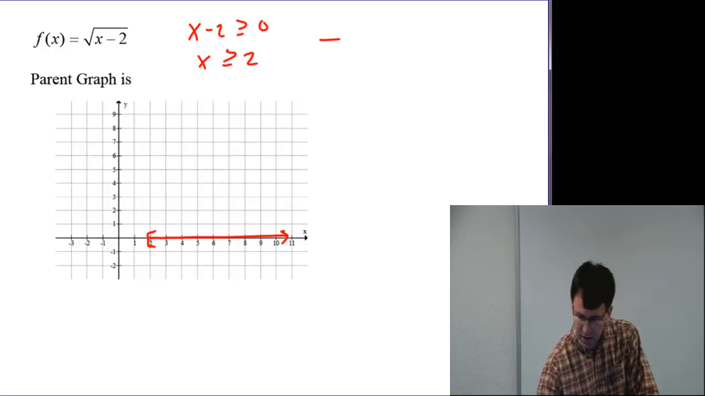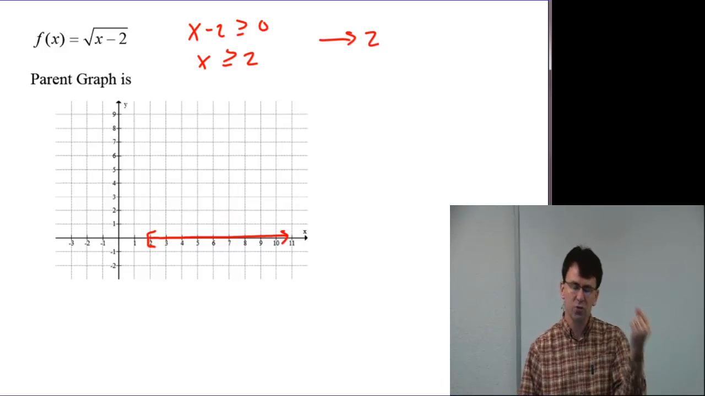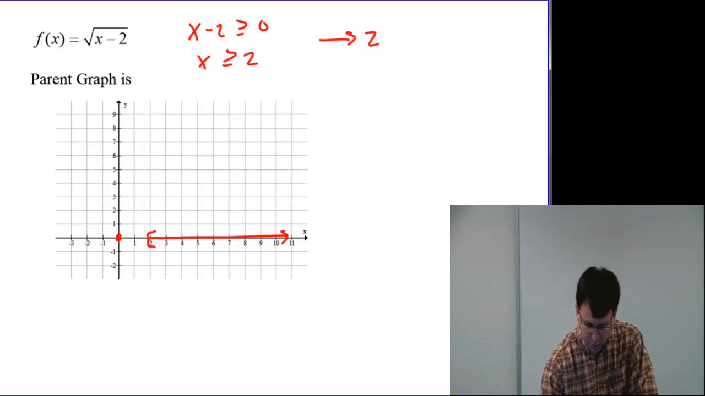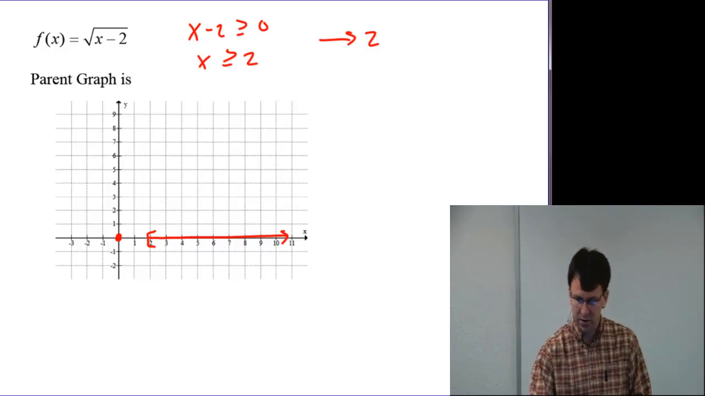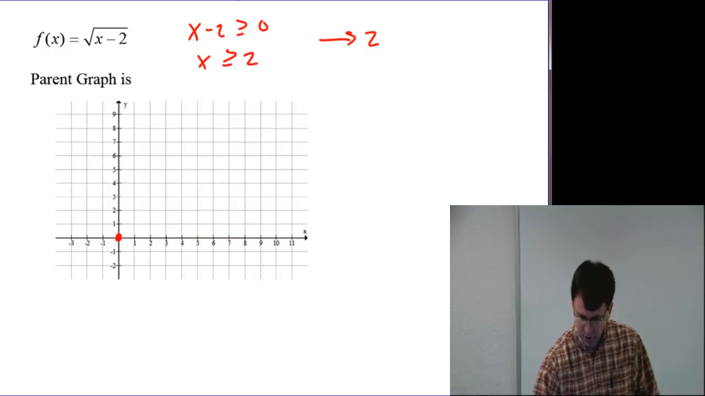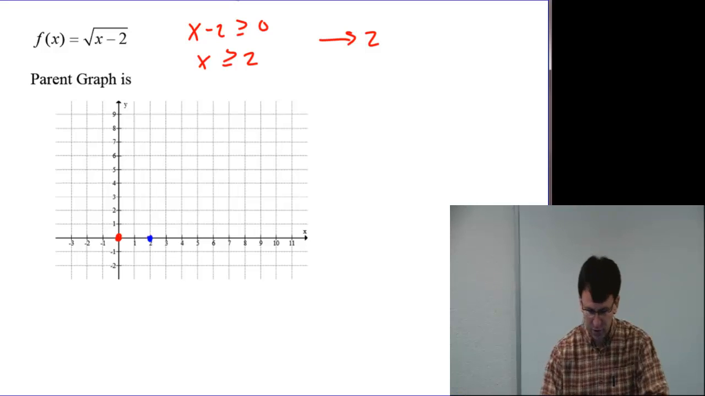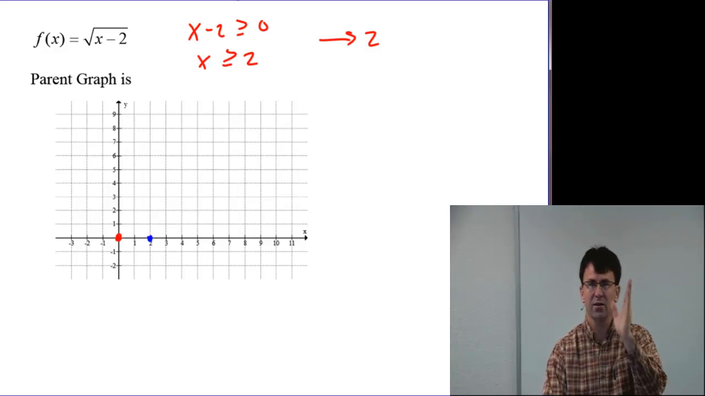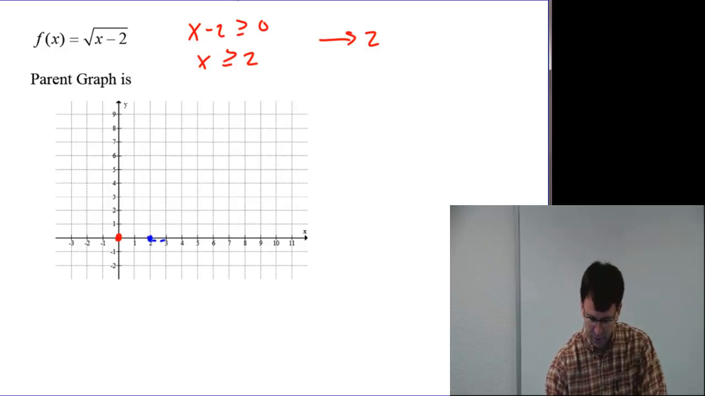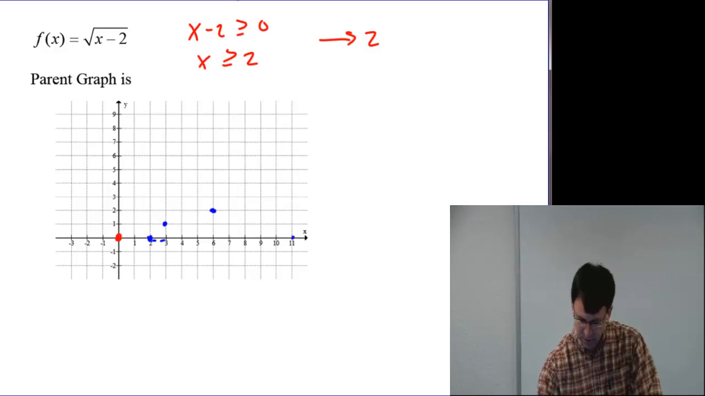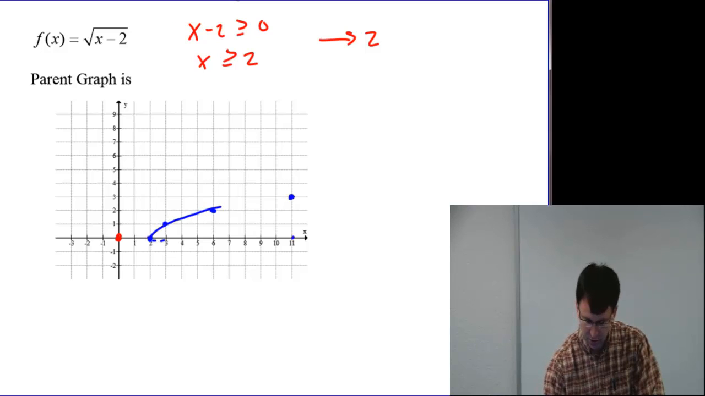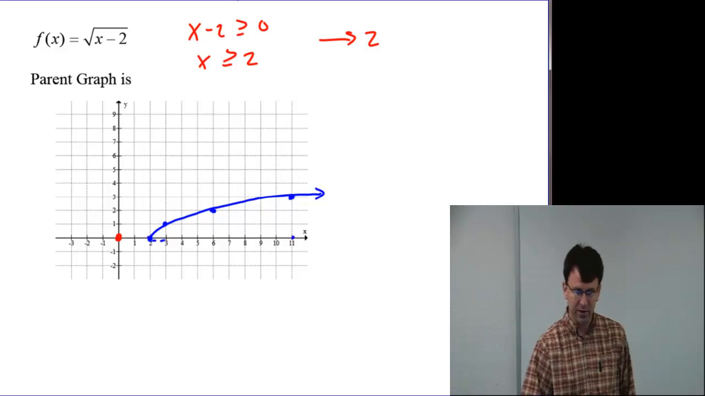Can you see that that is a transformational shift of right 2 from my parent graph? My major point used to be here, and I'm going to shove it to the right 2. So let's take that major point, relocate it to the right 2, and from here I can just recreate the square root graph, and the square root graph has behavior from the major point of right 1, up 1. Right 4, that's going to take me out to 6, it goes up 2. And I could go right 9, which is going to take me out to 11, and goes up 3. So I end up with a square root graph that looks something roughly like that.